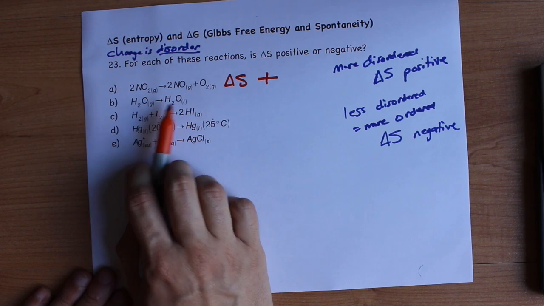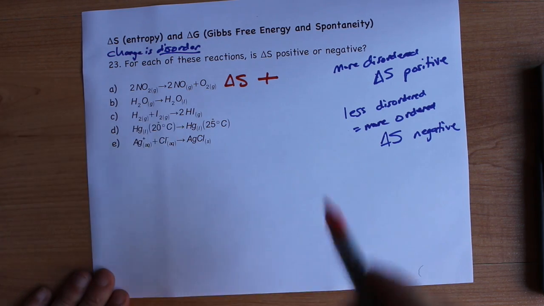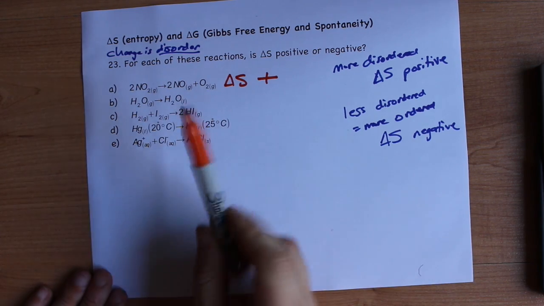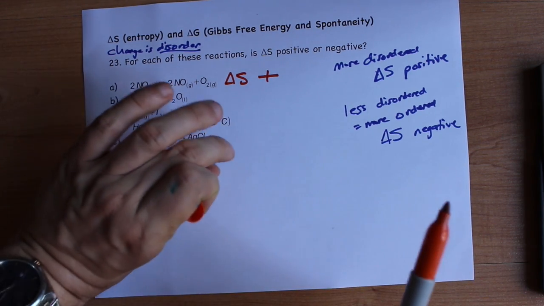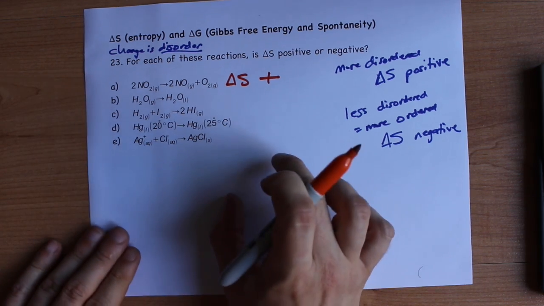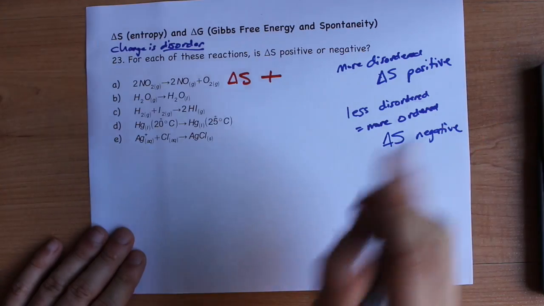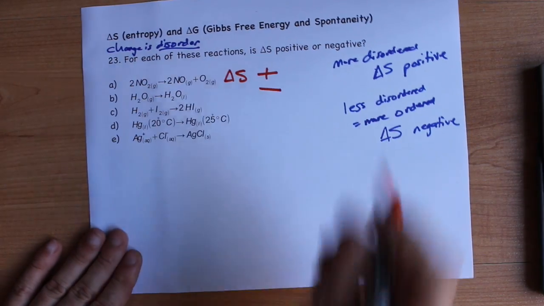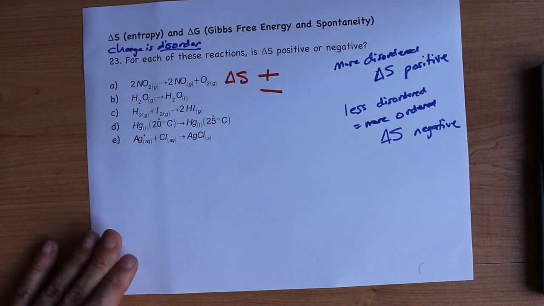Converting from a gas to a liquid is converting from molecules that are freely moving all around the container into a little puddle of water, a pile of liquid water. That pile of liquid water is not moving all around the container. It is becoming less disordered, and so delta S is negative in that case.